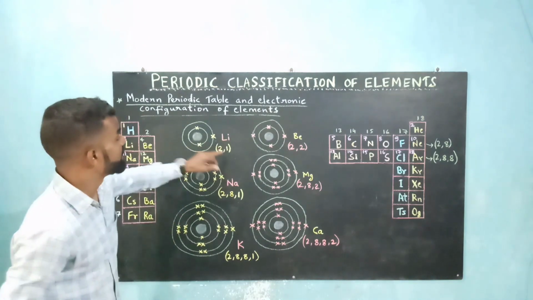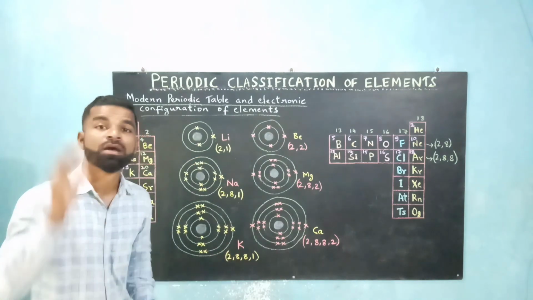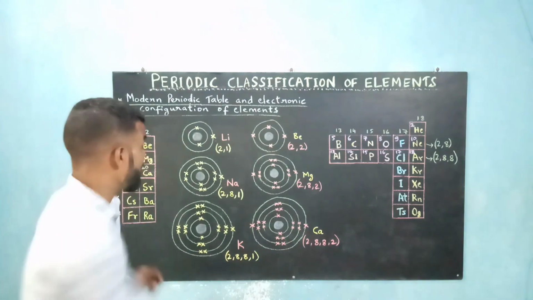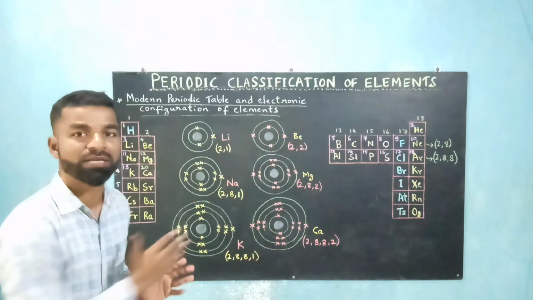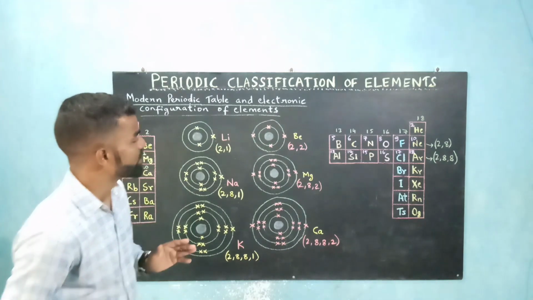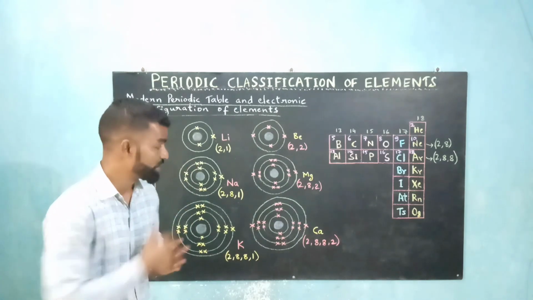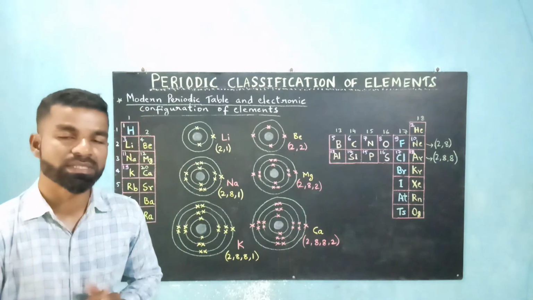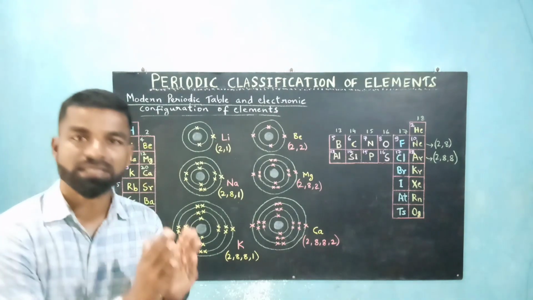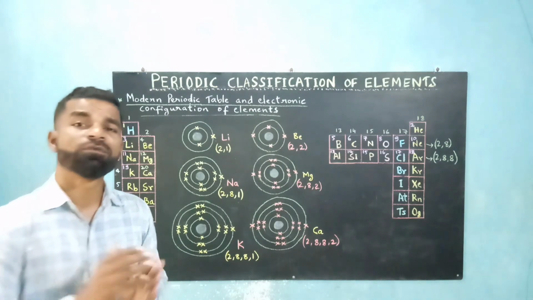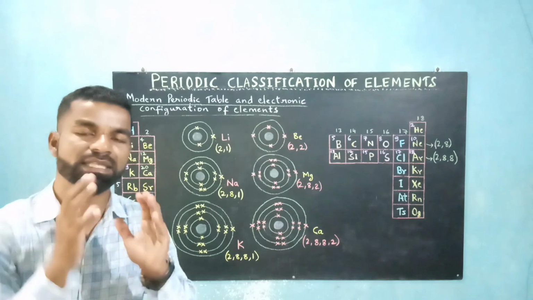It is equal. Lithium has electronic configuration 2,1, sodium has 2,8,1, potassium has 2,8,8,1. So there is 1 electron in the outermost shell. The number of electrons in the outermost shell are equal. Similarly, if you observe group 2 elements, beryllium has 2 electrons in the outermost shell, magnesium has 2 electrons in the outermost shell, calcium also has 2 electrons in the outermost shell. The number of electrons in the outermost shell, those are the valence electrons, are equal. Similarly, if you observe any other group, the number of valence electrons will be equal within a group.